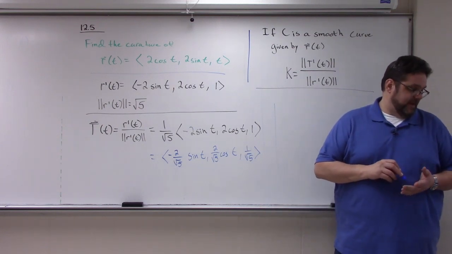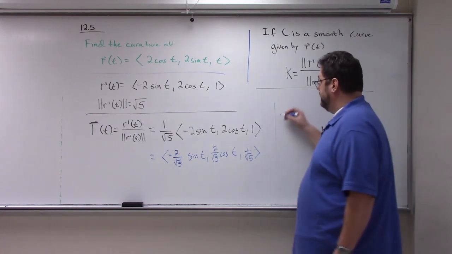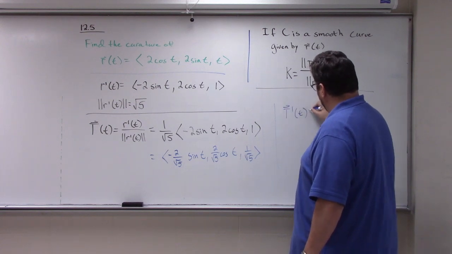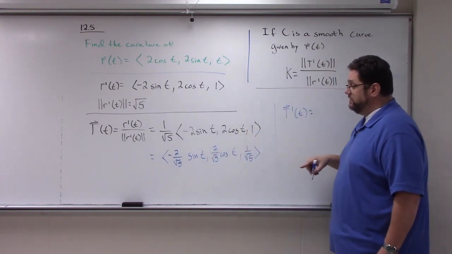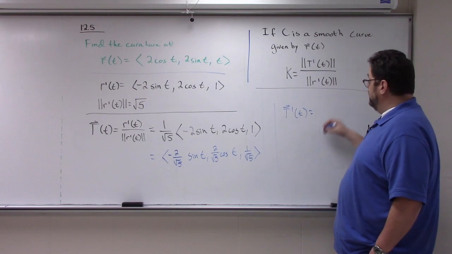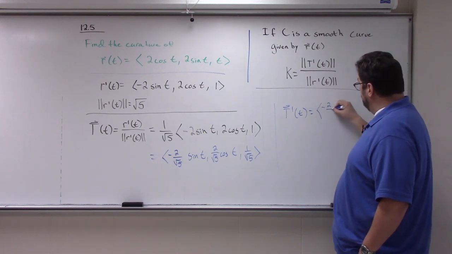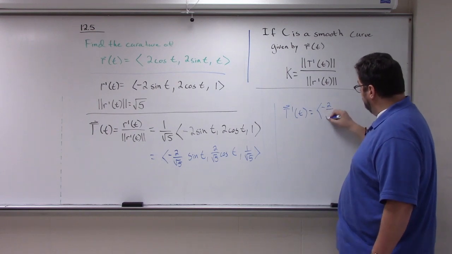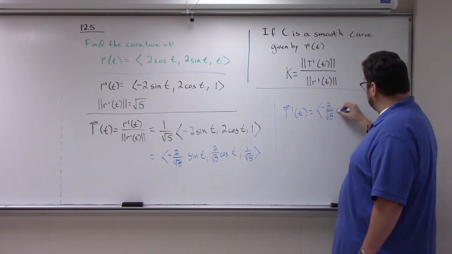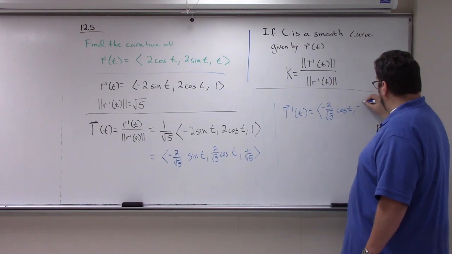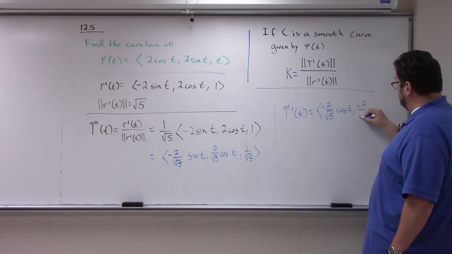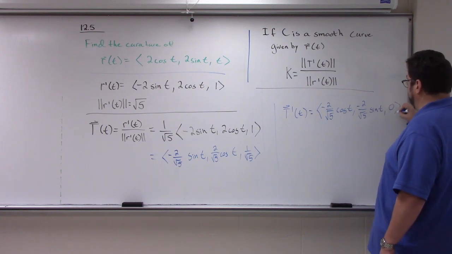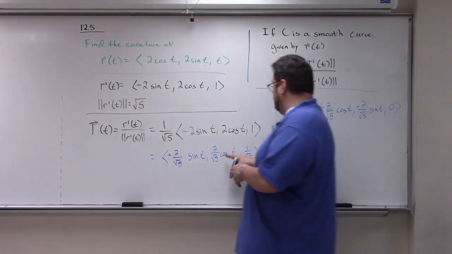Now, I need to find T prime. Well, T prime of t is just the derivative of this. Well, that is going to be negative 2 over the square root of 5 cosine t, negative 2 over the square root of 5 sine t, 0. Took the derivative of each of these.